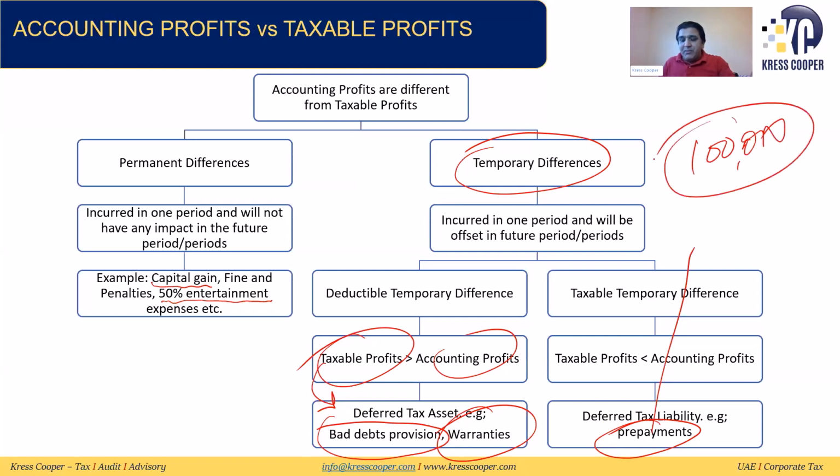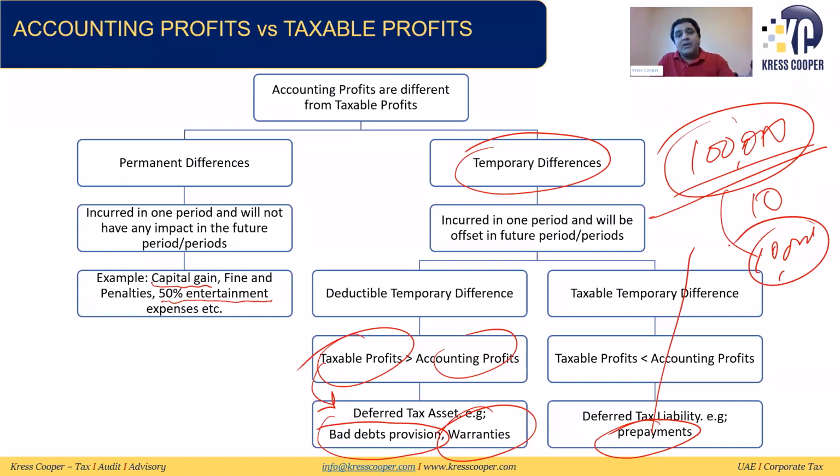1 million, this 1 million will be deducted from your taxable profits, and it will be amortized in the accounting profit. Assuming a period of 10 years, it will have an impact of 100,000 per year in the accounting profit, but it will have an impact of 1 million in the taxable profit. Your taxable profit right now will be lower than your accounting profit. You will be liable to pay less tax now, but in the future you will be liable to pay more tax. So these are called taxable temporary differences.